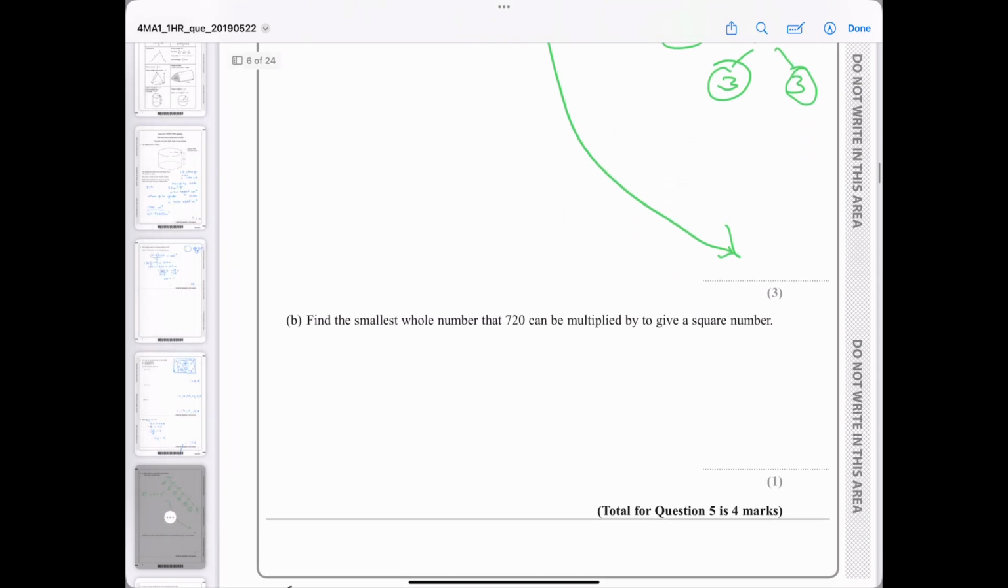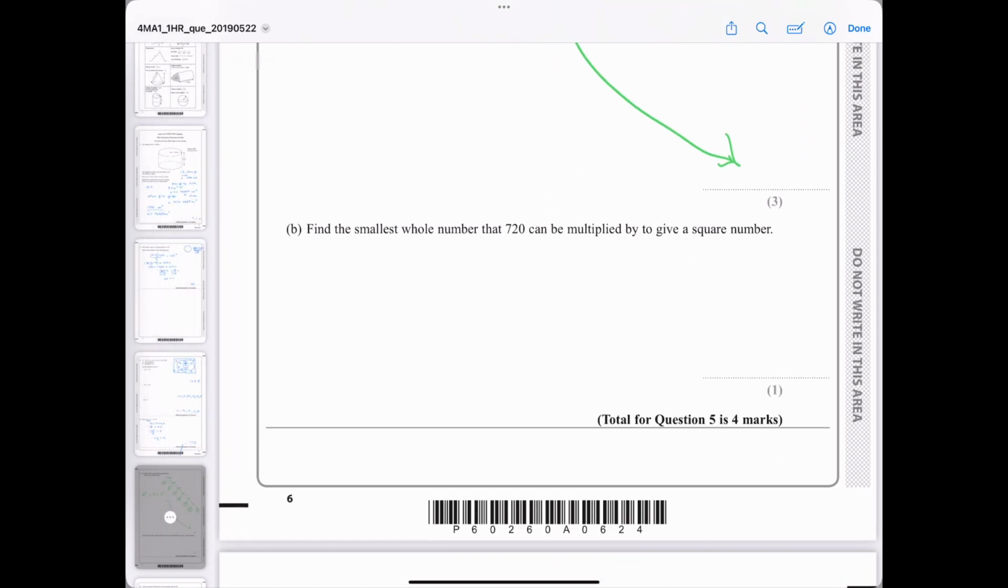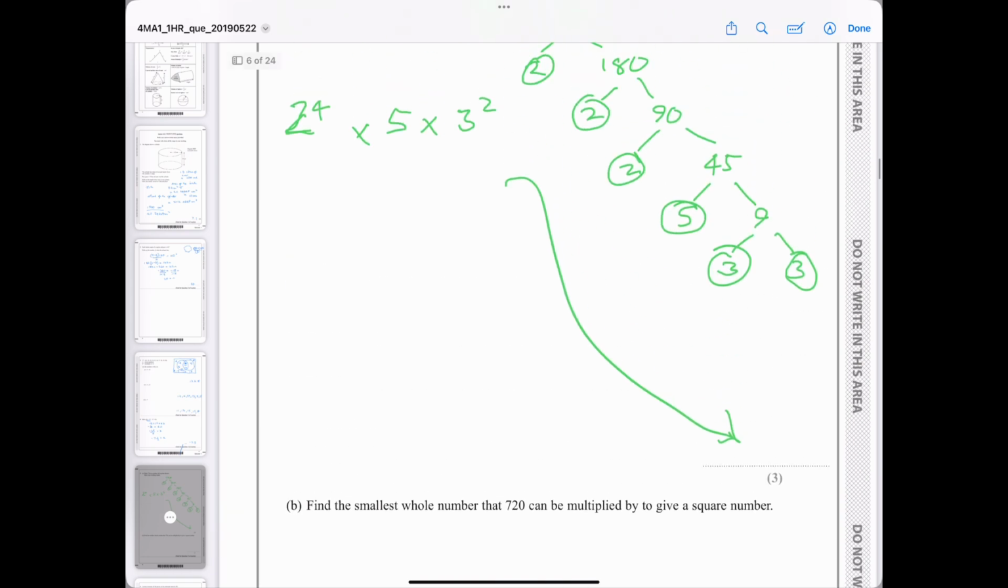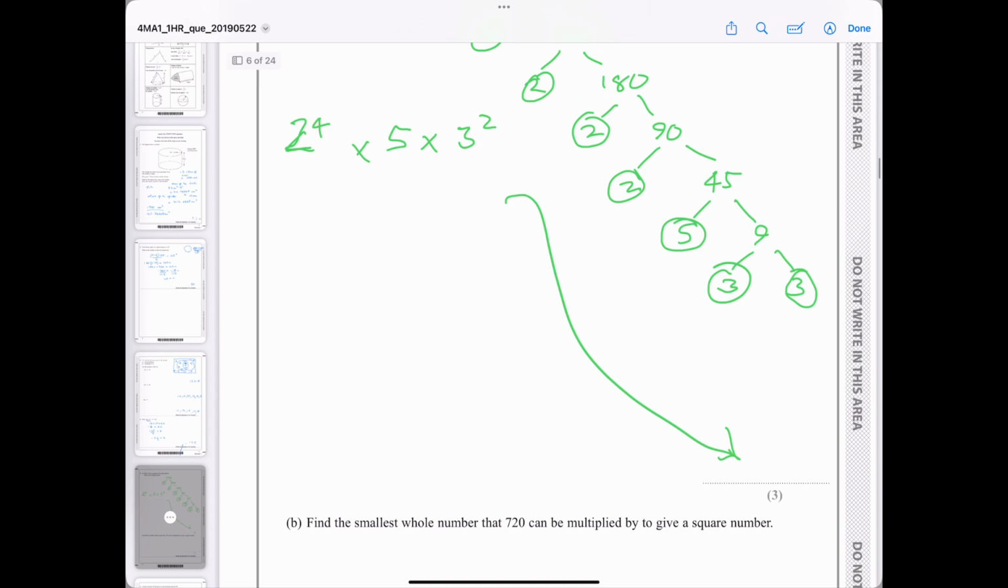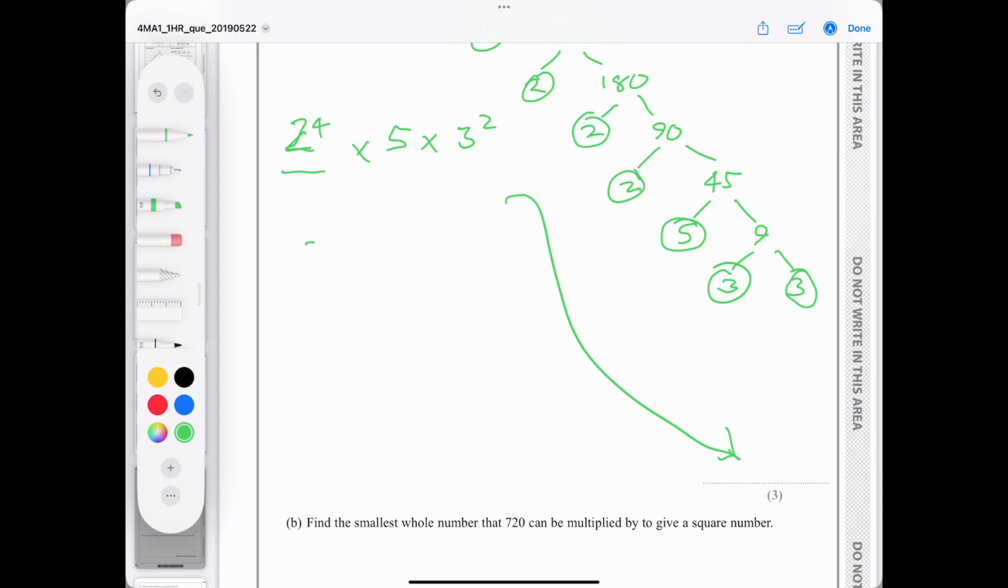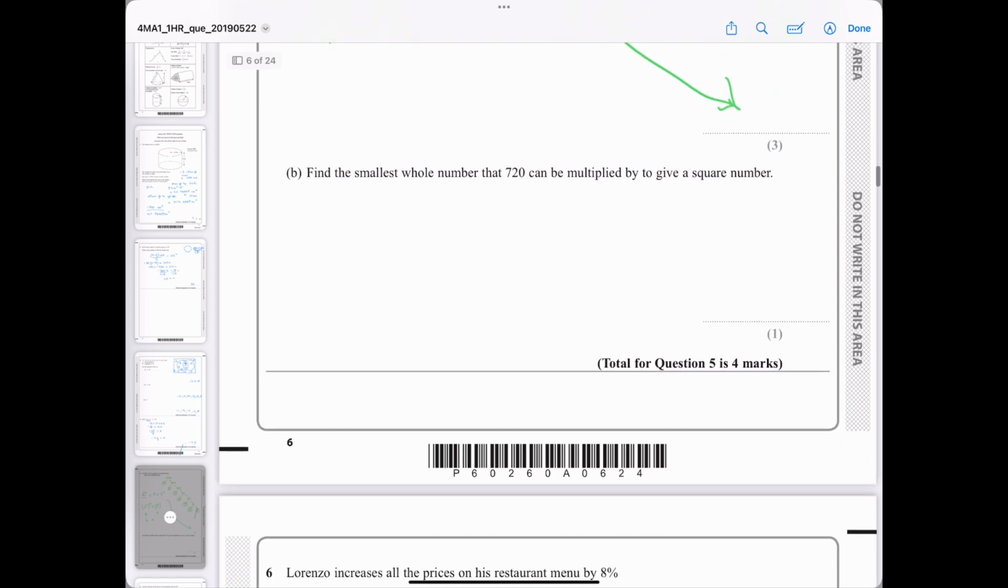Find the smallest whole number that 720 can be multiplied by to give a square number. So what's the smallest whole number that 720 can be multiplied by to give a square number? Now, I would imagine 5. And the reason I imagine 5 is 2 to the 4 is 2 squared squared. 3 squared is a square number, so that's 9, and that's 4 squared, which is 16. And then the only problem we have is 5 is not a square number. So if we timesed it by 5, I reckon we'd end up with a pretty square number. So that's what I'm going to go for.